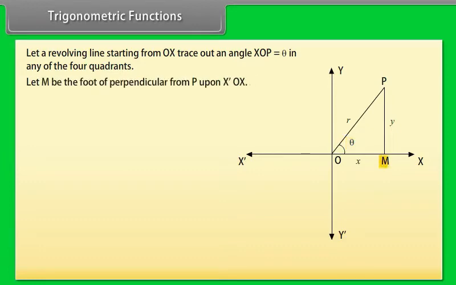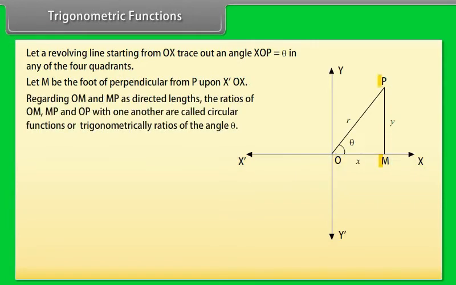Let M be the foot of perpendicular from P upon X'OX. Regarding OM and MP as directed lengths, the ratios of OM, MP and OP with one another are called circular functions or trigonometric ratios of the angle theta. Let OM equal x, MP equal y, and OP equal r, where r is greater than 0.